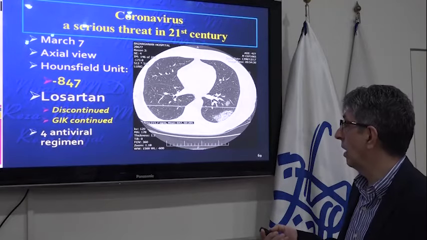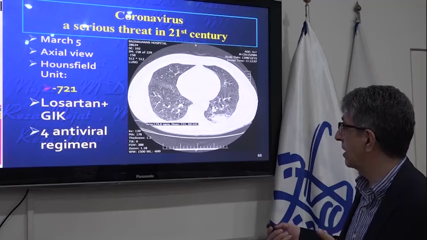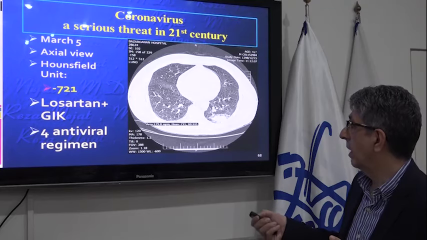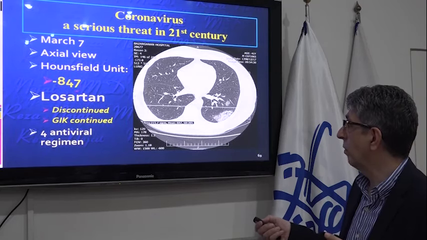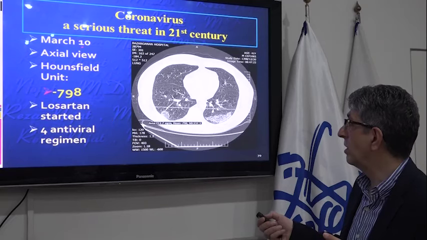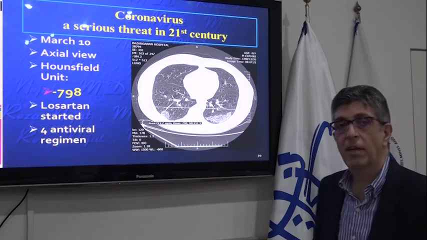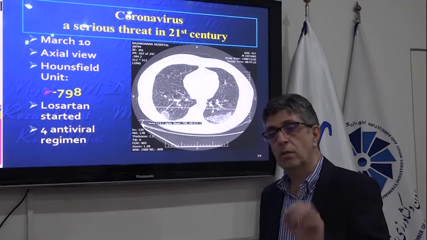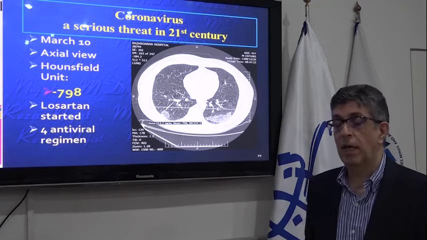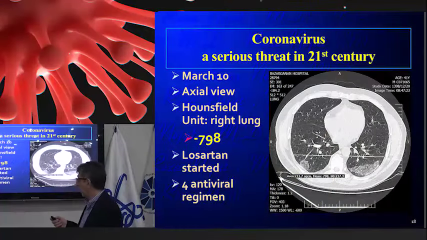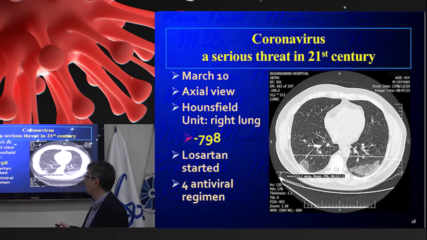Once again, I would like to draw your attention to comparing the CT scans: March the 5th with Hounsfield -721, March the 7th with Hounsfield 847, and March 10th -791. This might be a good quantitative measurement. I would like my colleagues, the experts, to lead me if I am right or not. On March the 10th, after realizing that the lesion had increased, we started Losartan once again.